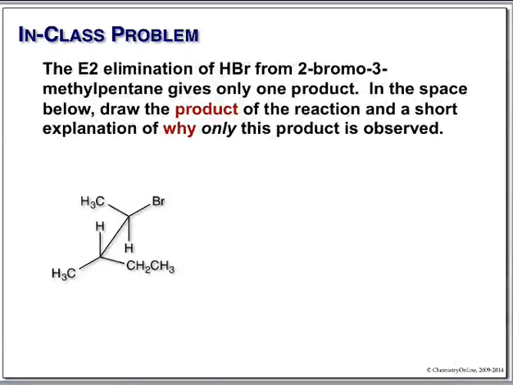All right, this again is an exercise in E2 eliminations. In our E2 elimination, we remember the bromine, that is our leaving group, and the hydrogen must be trans to each other. Once again, I've drawn this thing in a simple sawhorse configuration. Our bromine is actually trans to a methyl.